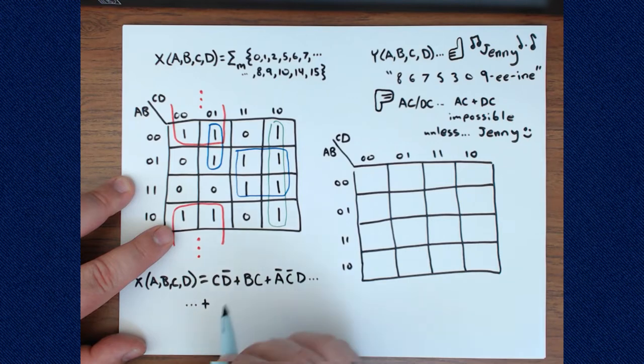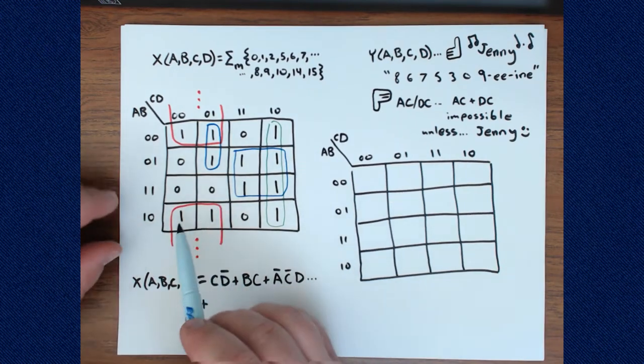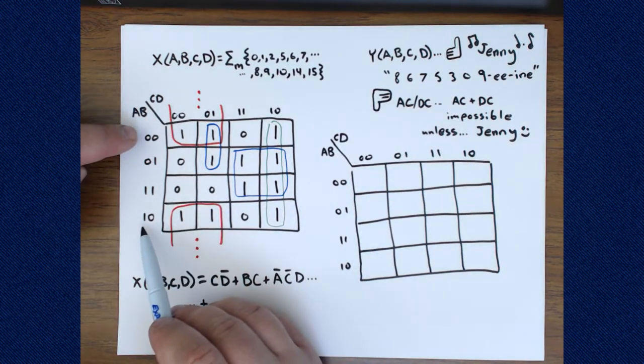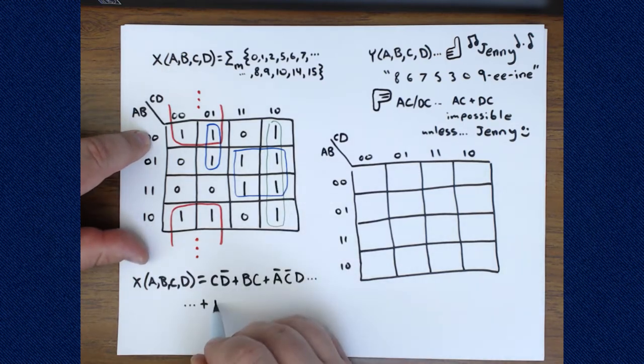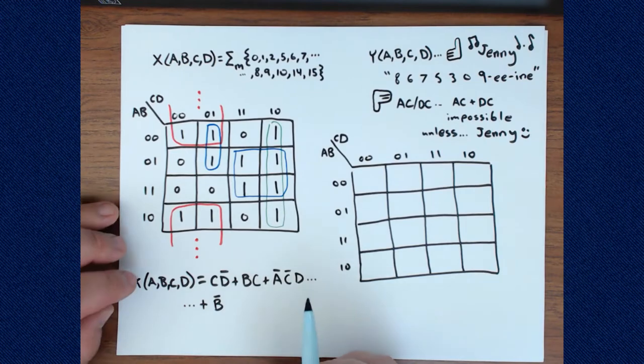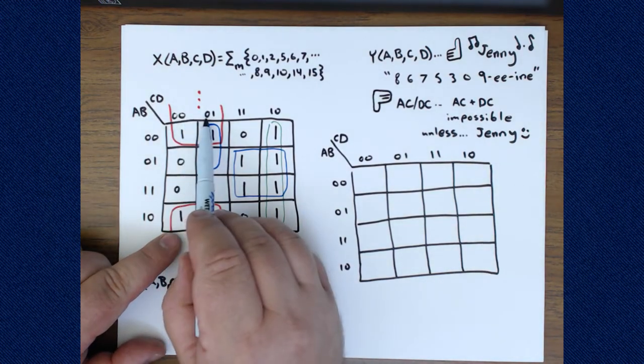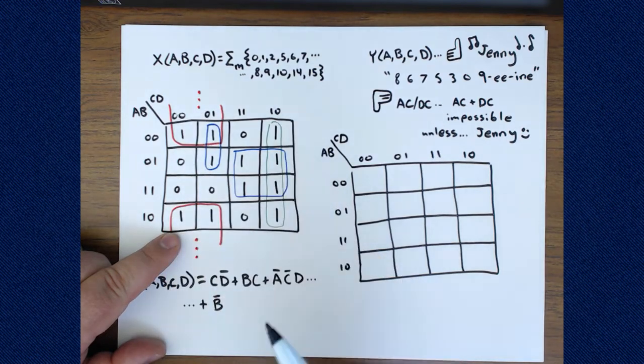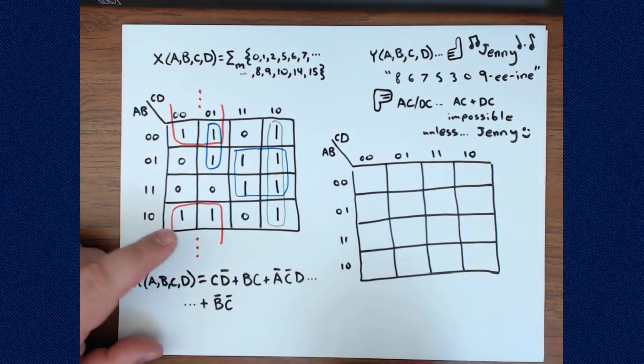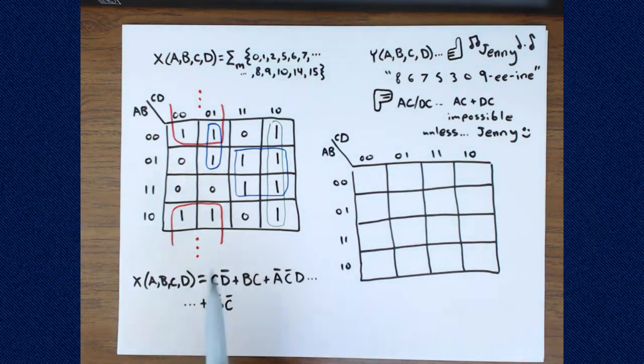And so, or that with the red one. And the red one, in these 2 rows, A changes, so it's useless. But B stays 0. So we have inverse B. In these 2 columns, C is a 0, but D changes value. So we want C to be a 0. And there we have it. We've got a nice simplified sum of products expression for this using a Karnaugh map.